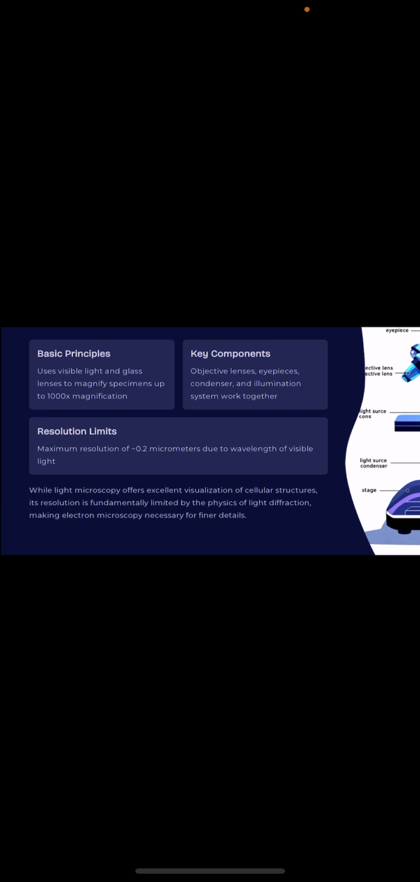So, next comes the electron microscope. Electron microscopes use beams of electrons for much higher magnification. You can see very small things like viruses, or the structure of the plant cell.